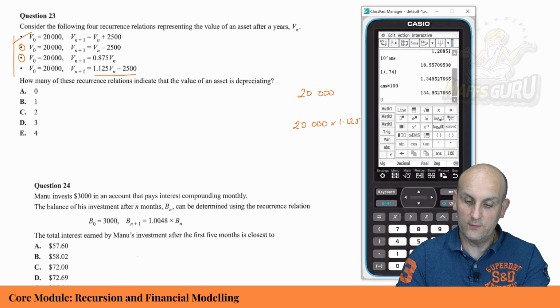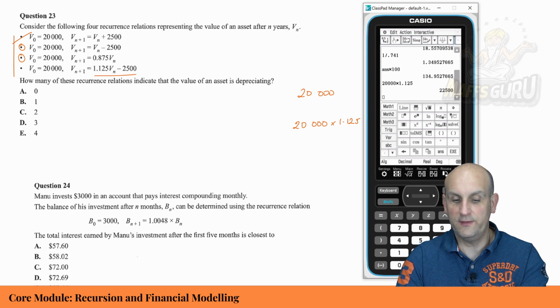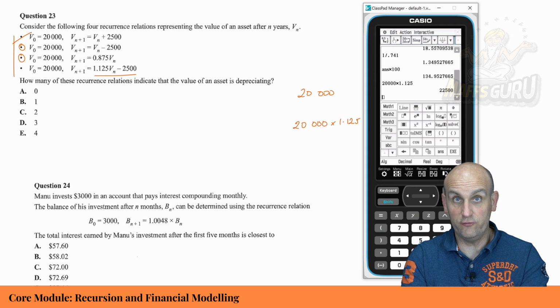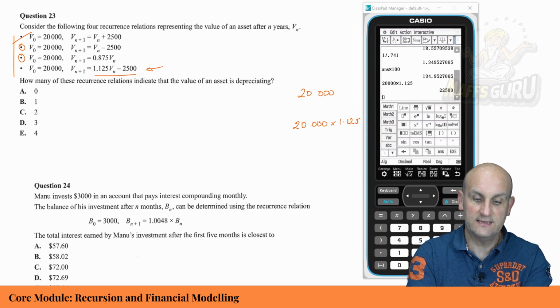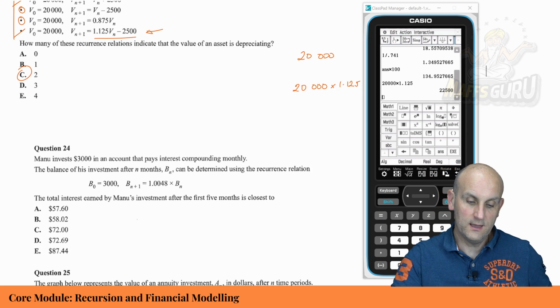1.125. So again, when I did that on my calculator, 20,000 times 1.125 gave me 22,500. Now what that basically means is that when I took away the 2,500, I ended up back with the 20,000. This one here is actually a perpetuity, so no, and that gave me C as my correct answer.